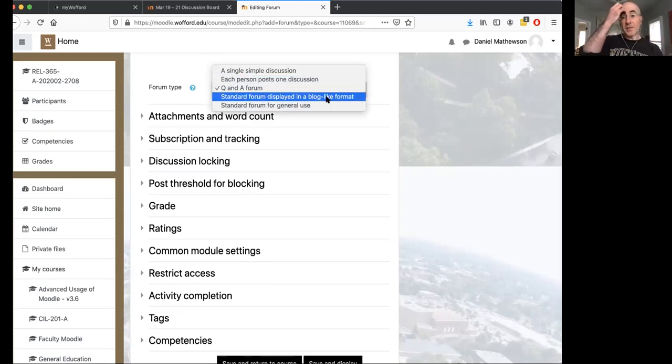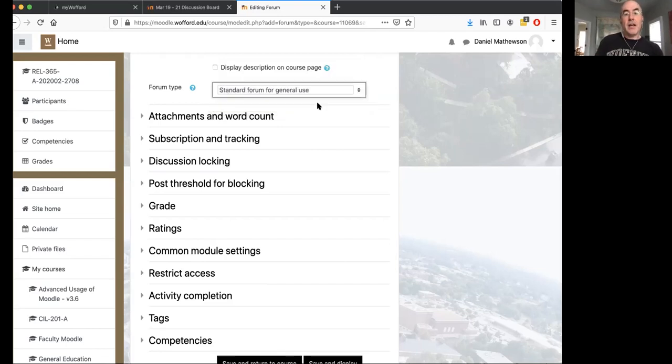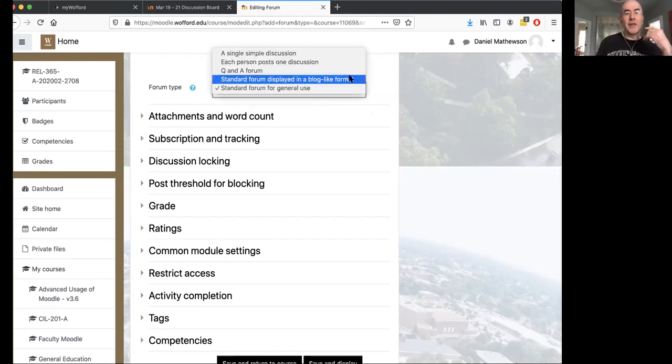And then the standard forum displayed in a blog-like format, it just changes how it actually appears. I've never found a use for that. The standard one does everything I need it to. Now that I know more, I can use the Q&A, and I can use a single simple discussion.